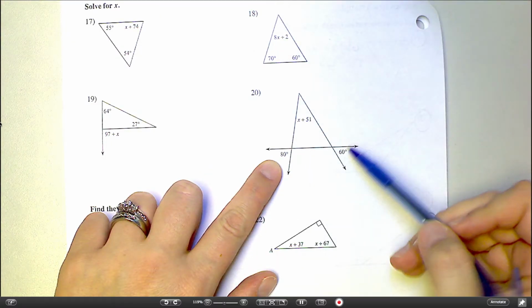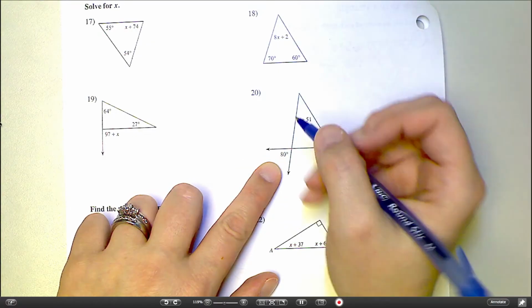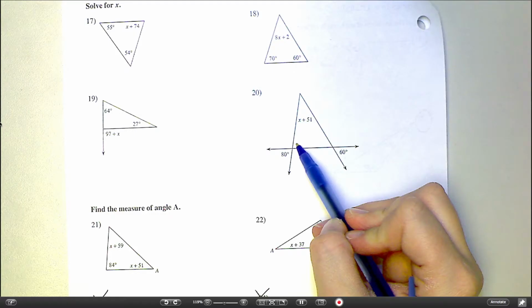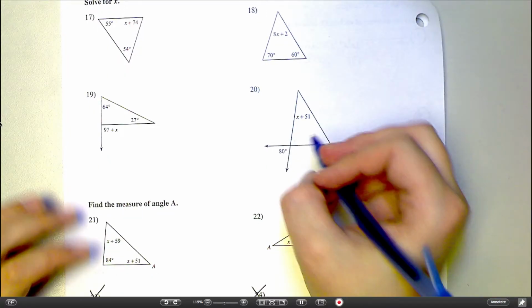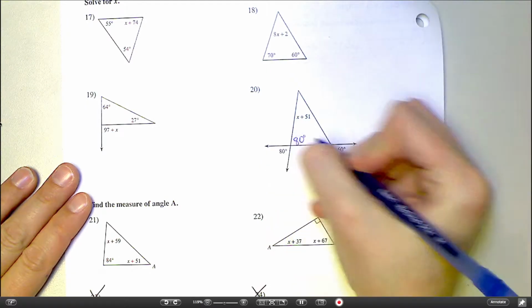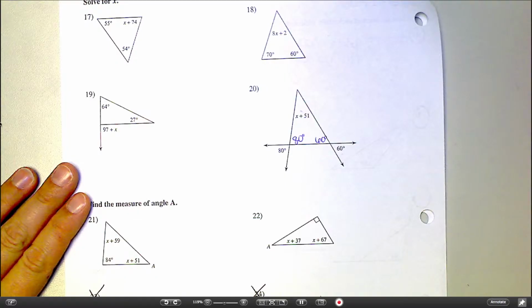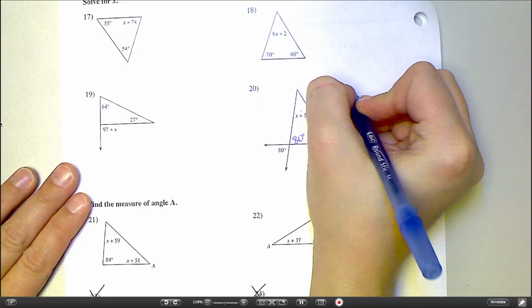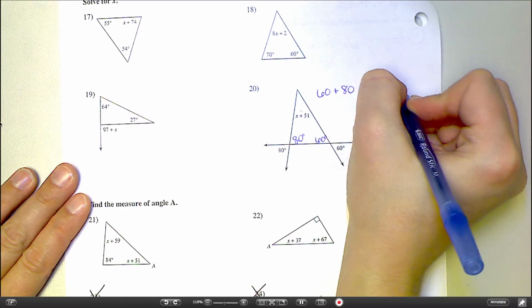What Darian just did was correct. But he assumed that these angles were the same as these angles. Okay, because the ones that add up to 180 have to be inside the triangle. How did he know that this one was 80? Seth again? The vertical angles again, right? So this is 80 degrees, and this is 60 degrees. And now I know these 3 add up to 180. So now I'm going to write an equation that says 60 plus 80 plus x plus 51 equals 180.